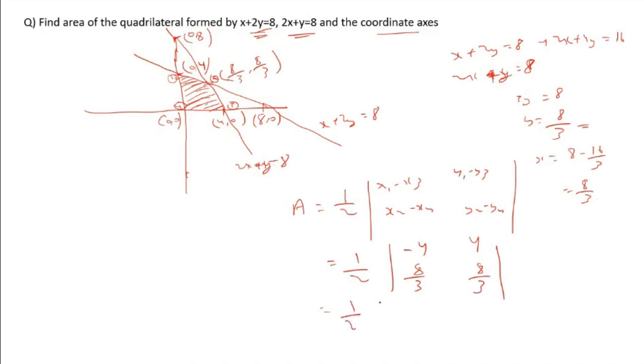Just cross multiplication to open this. So minus 4 into 8 by 3 is minus 32 by 3, minus of 4 into 8 by 3 is 32 by 3. Again, it's an absolute value thing. So basically this will be half into 64 by 3, or 32 by 3 is the answer, because area cannot be negative. So 32 by 3 is the answer to this question.